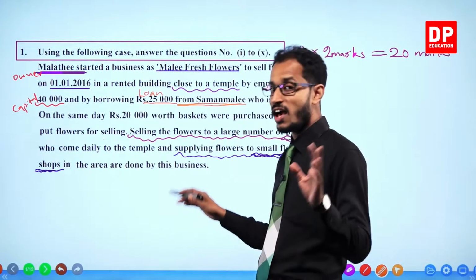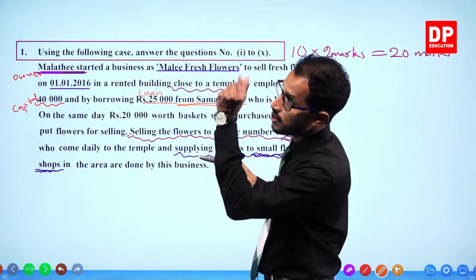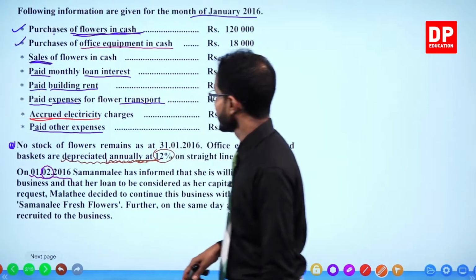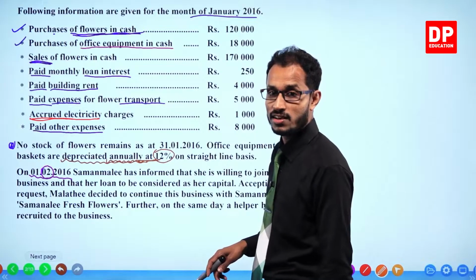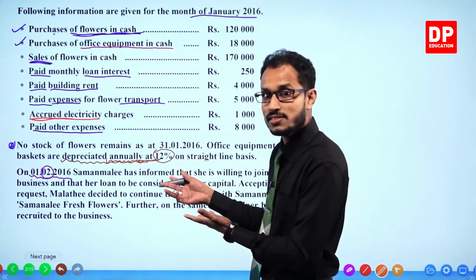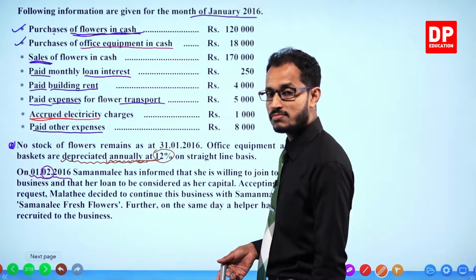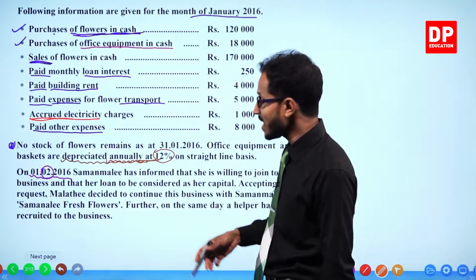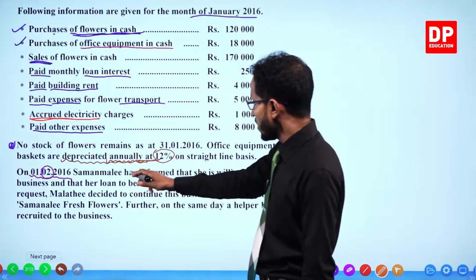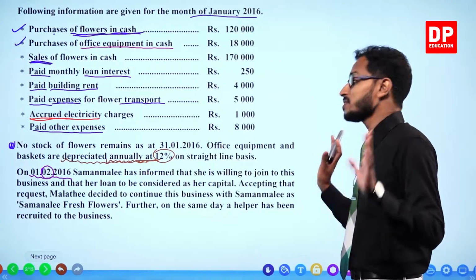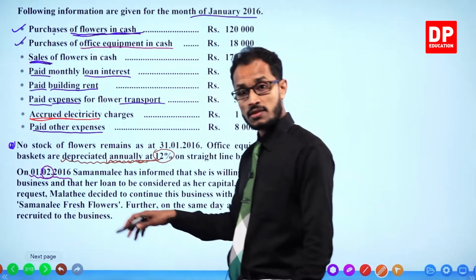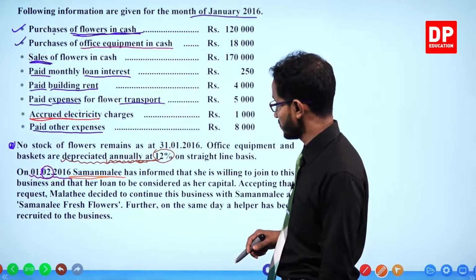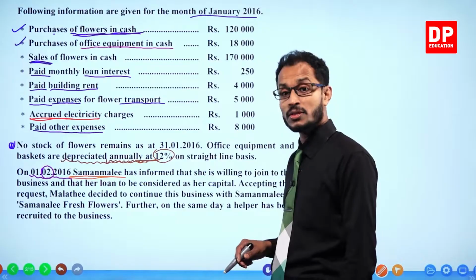She is pretty like a flower, but she's not dumb like a flower. That's why she has said this. She has said something to Malati, the business owner. What has Samanmali said? She has informed that she is willing to join the business. Smart girl, Samanmali. Smart girl. Willing to join the business.